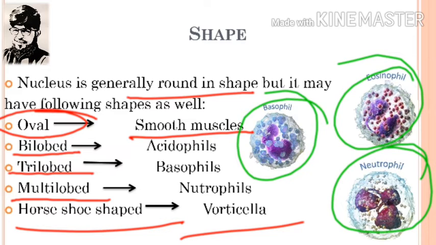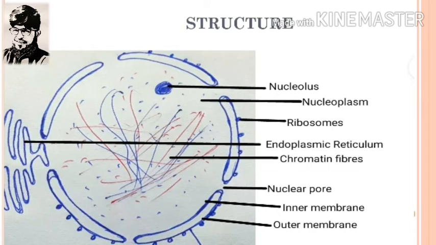Giving you a bit more detail, acidophil, basophil and neutrophils are the types of WBCs which you will come to know about in your chapter tissues. Now therefore, concluding that shape of the nucleus also varies from cell type to cell type. Finally, let's have a brief idea about the structure of nucleus.